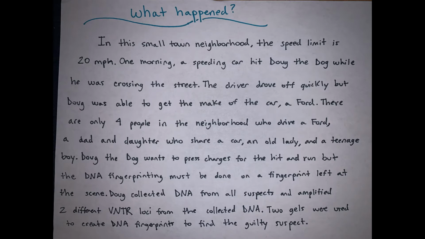There are only 4 people in the neighborhood who drive a Ford: a dad and daughter who share a car, an old lady, and a teenage boy. Doug the dog wants to press charges for the hit and run, but the DNA fingerprinting must be done on a fingerprint left at the scene. Doug collected DNA from all suspects and amplified 2 different VNTR loci from the collected DNA. 2 gels were used to create DNA fingerprints to find the guilty suspects.